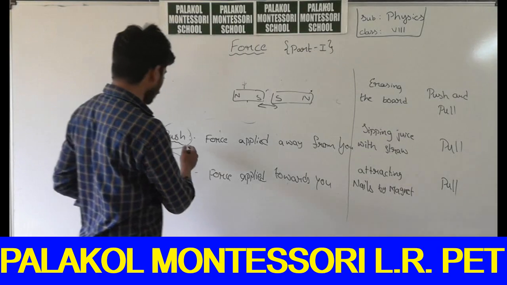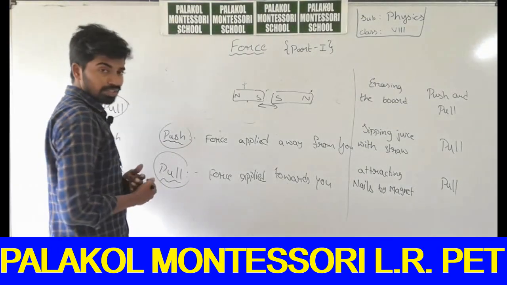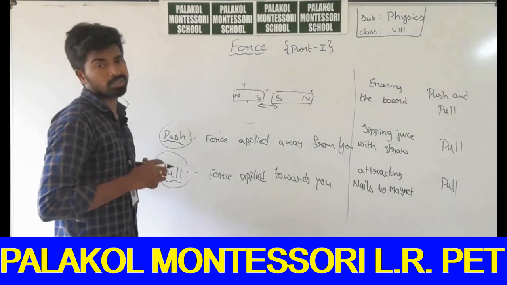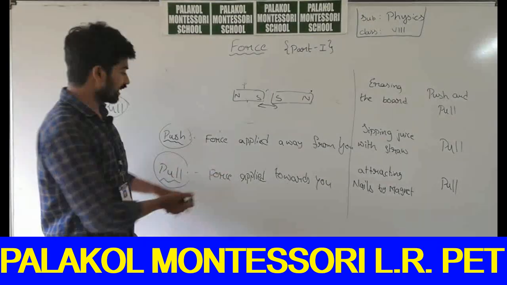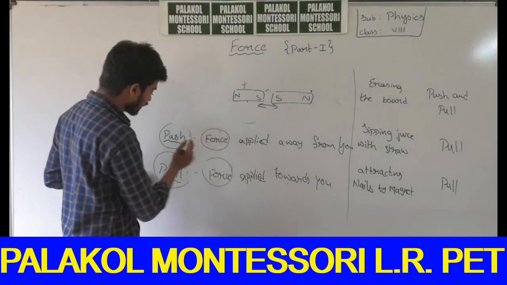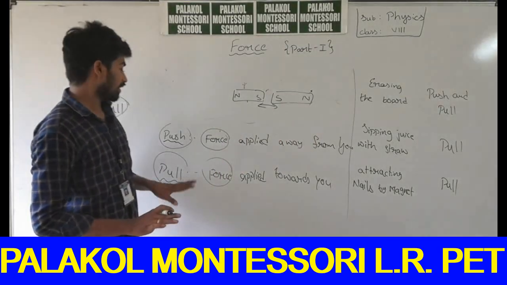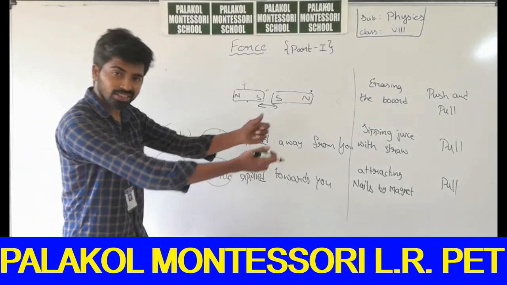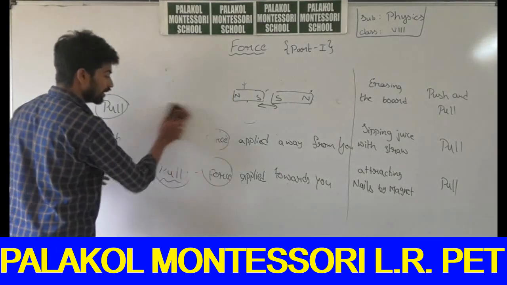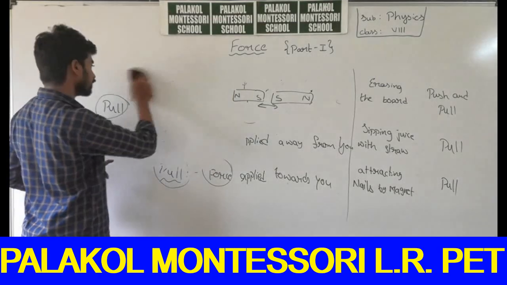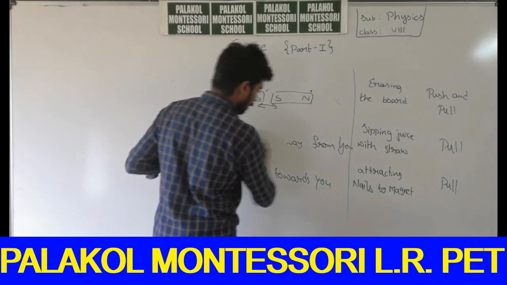Push and pull are the terms used in place of force. Sometimes we use push and pull. Push and pull are nothing but forces only. These are the terms we generally use to indicate force. Especially, push is the force that acts away from the object and pull is the force that acts towards the object. Let us learn about how many different types of forces there are.